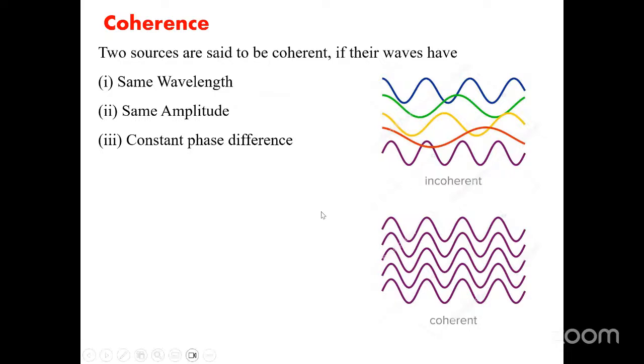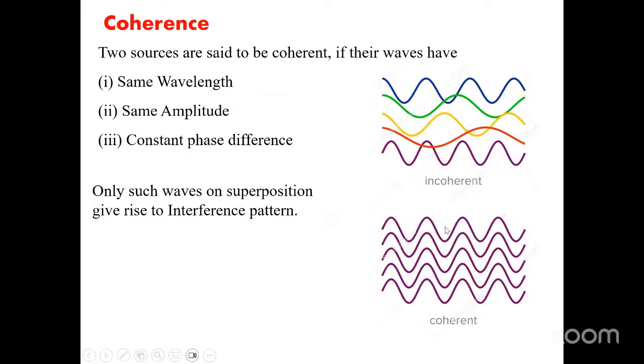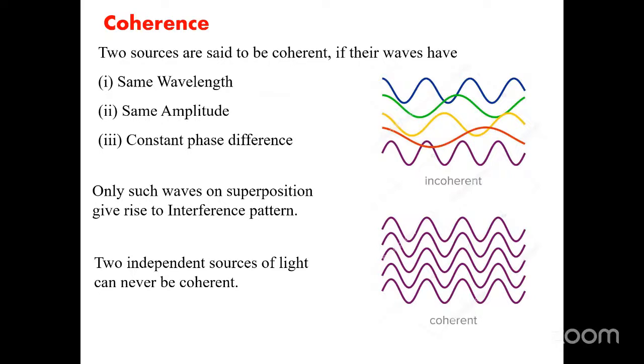Next, coherent. Observe the case for coherent. Only such waves on superposition give rise to interference. So two independent sources of light can never be coherent.